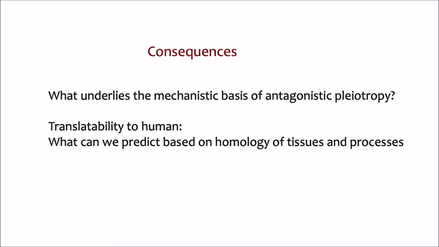But I want to also address two other aspects still. One is what underlies the mechanistic basis of antagonistic pleiotropy itself. What does this all have to do with endometriosis or with cancer? And the other is the translatability to humans. What can we really predict based on what we see in mice about the effect of this allele in humans?